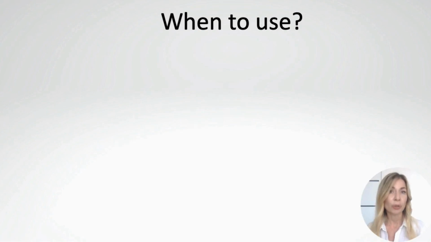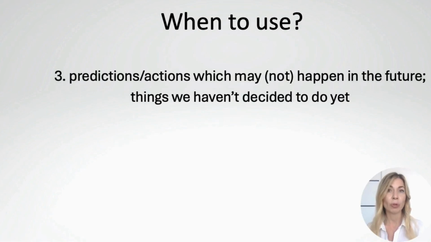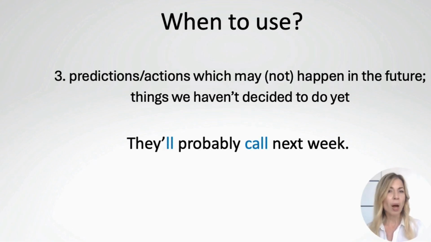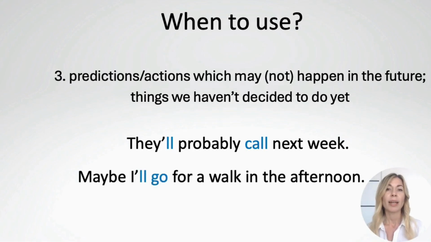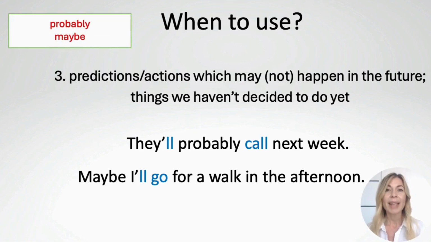If we are not sure if things may happen or may not happen, or we haven't decided something yet, we also use the future simple. They'll probably call next week. Maybe I'll go for a walk in the afternoon. As you can see, there are two words that are typical in this situation, probably and maybe.